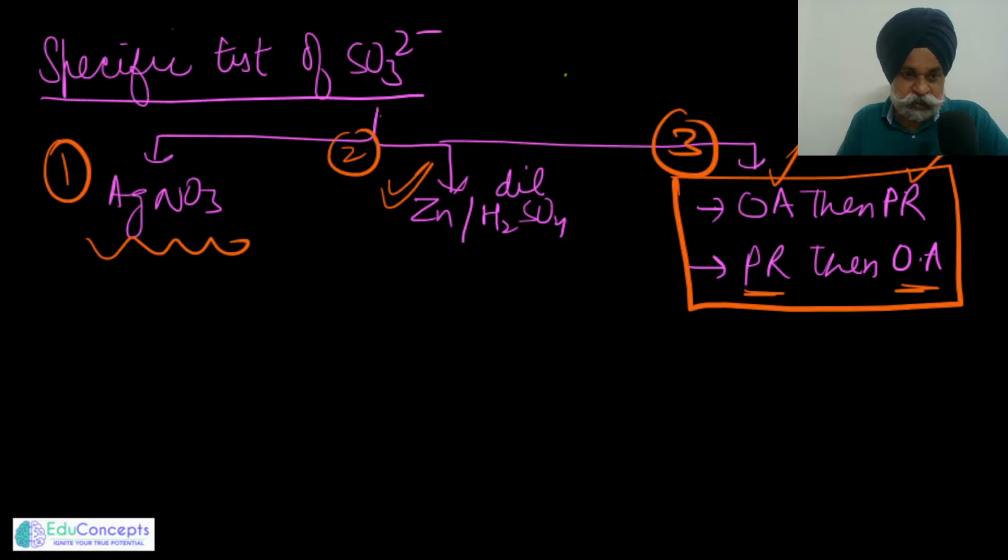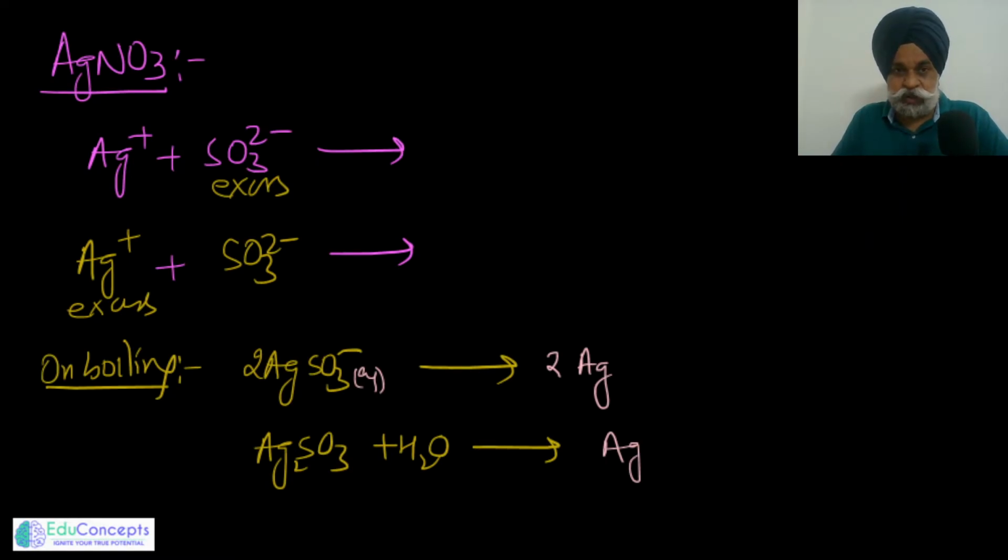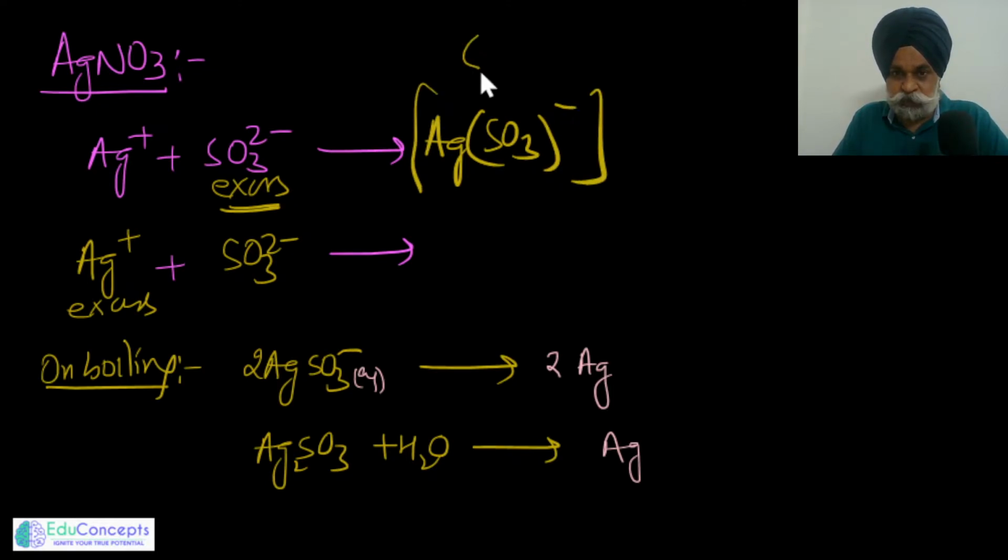First is silver nitrate. You can get a question on this, as I'm saying, silver nitrate is always very important because silver nitrate precipitates most of the anions. The point here is that if sulfite ion is in excess, it makes a species of this nature which is soluble. This would remain soluble. So this is a very popular question.